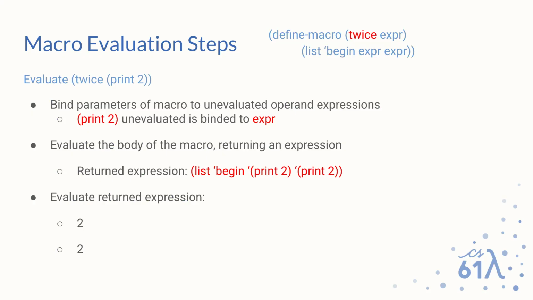This is then evaluated outside the macro. So then this print2 is evaluated, which prints 2. And then this print2 is also evaluated, which then also prints 2. So this is why you get 2, 2 printed right here.